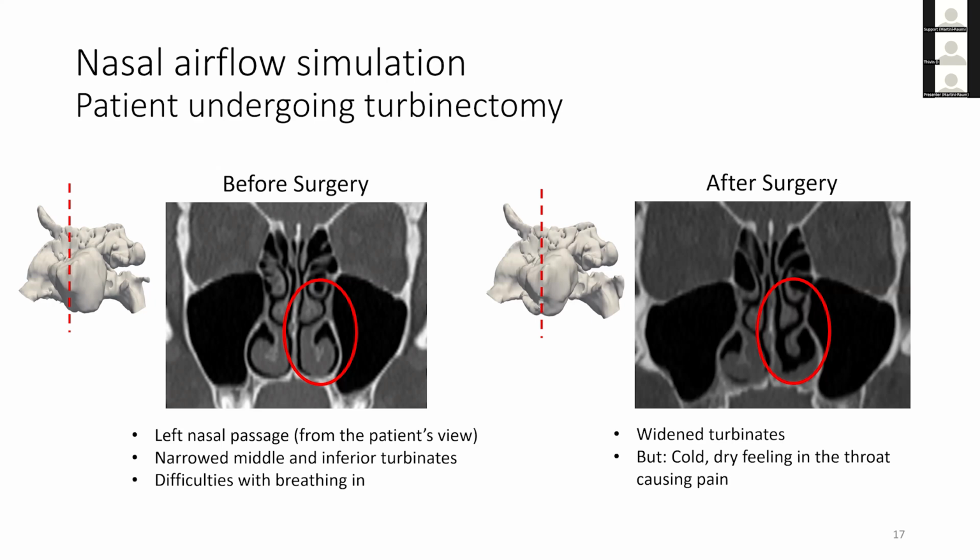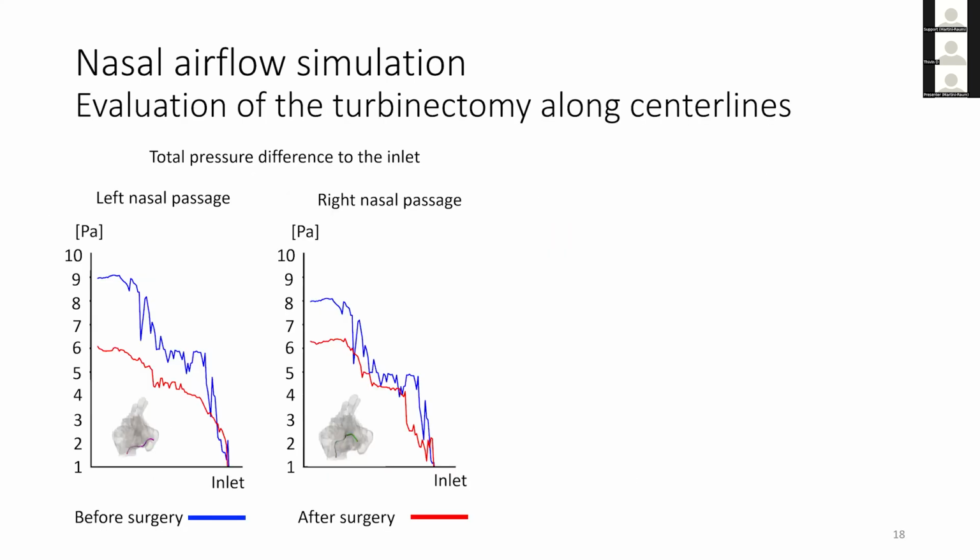You can see that here. Her problem now is that when she breathes in, she has a very dry feeling at the back of her throat, which is really inconvenient and also painful when she sleeps. She wakes up with strong pain in her throat. We implemented the humidity model with Rüttgers' help and analyzed the flow. This surgery is called turbinectomy, where you remove parts of the turbinates and widen the nasal passage.